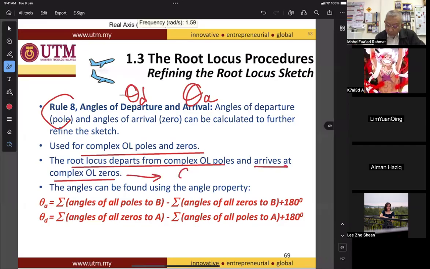So when arrive, we call it as theta A. This one is referred to complex conjugate zero. But for the depart is referred to theta D.